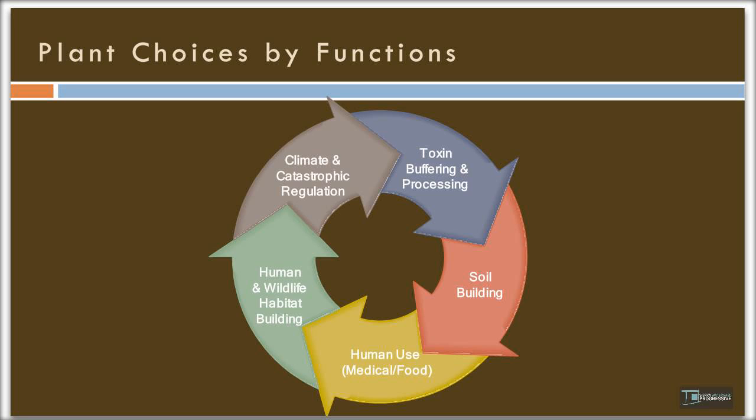And then something we're going to talk about in a few minutes is really the climate factors. Plants put in the right position can reduce our energy bills and regulate climate, but perhaps they can also regulate some catastrophic events.